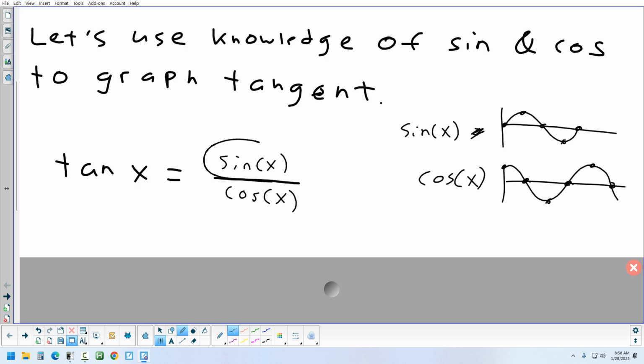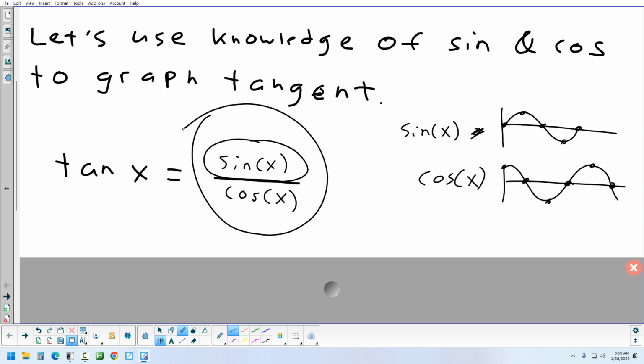Now, let's think about the top. I want to know when tangent would cross the x-axis. The only way tangent can cross the x-axis is if this fraction comes out to 0. How do you make a fraction come out to 0? The top has to be equal to 0, meaning sine has to be equal to 0 in this case. So to make a fraction 0, you need to make the top 0. To make the top 0 there, sine has to be 0. Does the graph of sine ever cross the x-axis? At 0, pi, 2 pi.